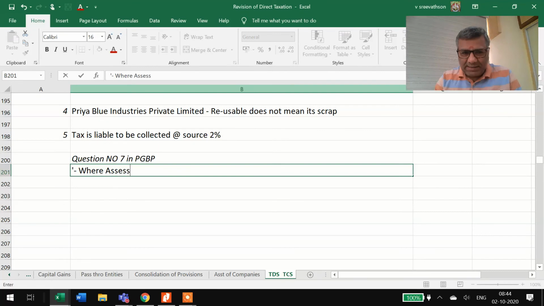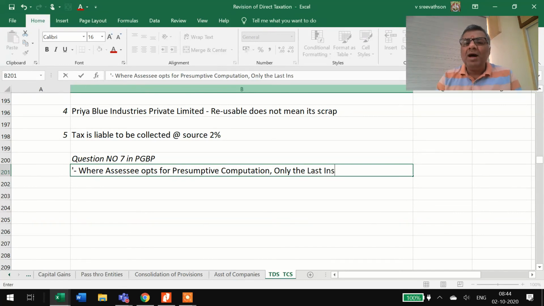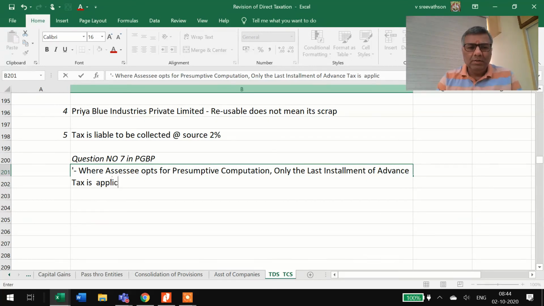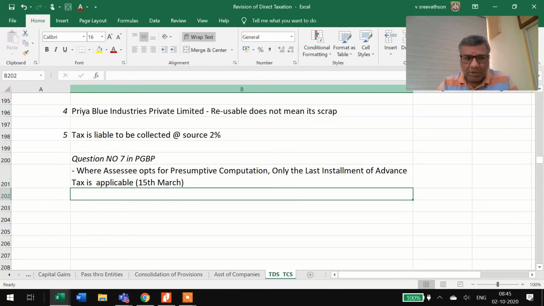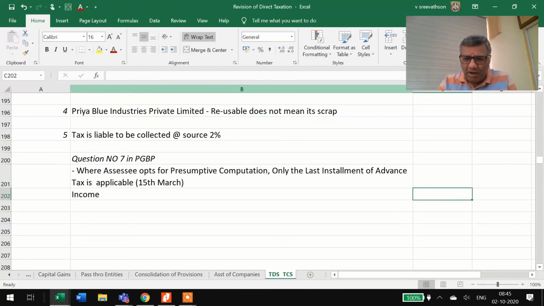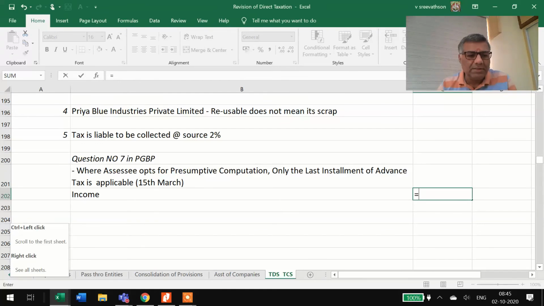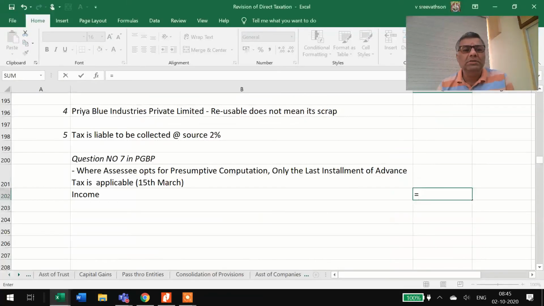Where the assessee opts for presumptive computation, only the last installment of advance tax is applicable. That is 15th March, not the other installments. Remembering this, the income which we have computed in that question number 6, 7.